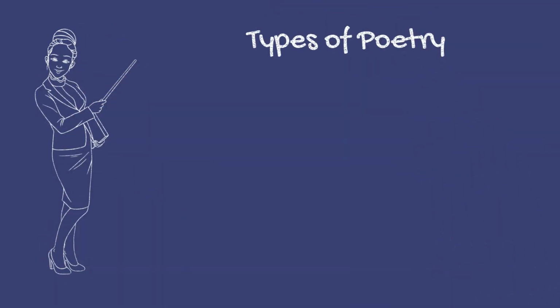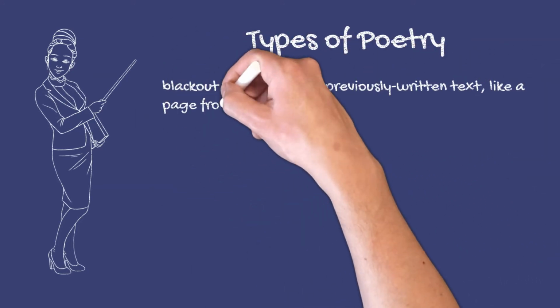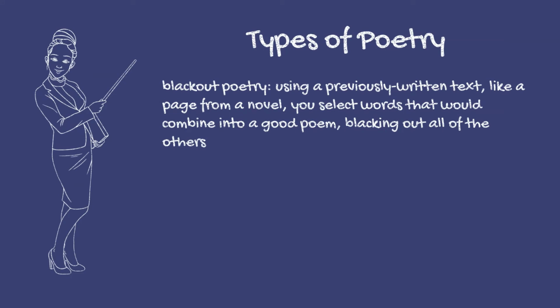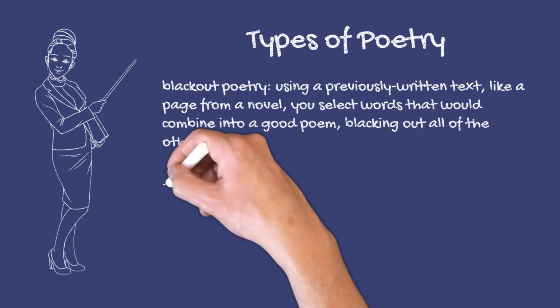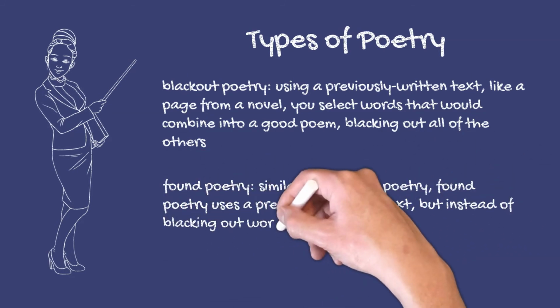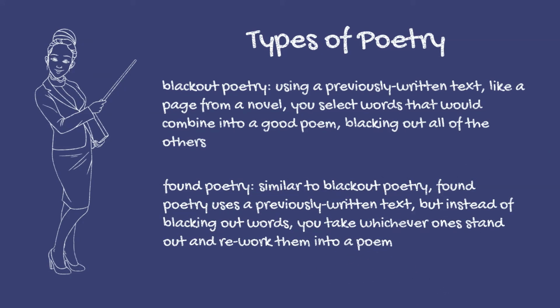You may have heard of blackout poetry before. You take a previously written text, like the page of a novel, and you select the words that stand out to you, the ones that you think you can turn into a poem. Blackout poetry requires you to find words in the right order to make up a poem, and then black out all of the other words. Found poetry is similar to blackout poetry in that you're using a previously written text, but instead of having to keep the words in order and black out all the other ones, you just select whichever ones stand out for you and rework them into a poem in any order.